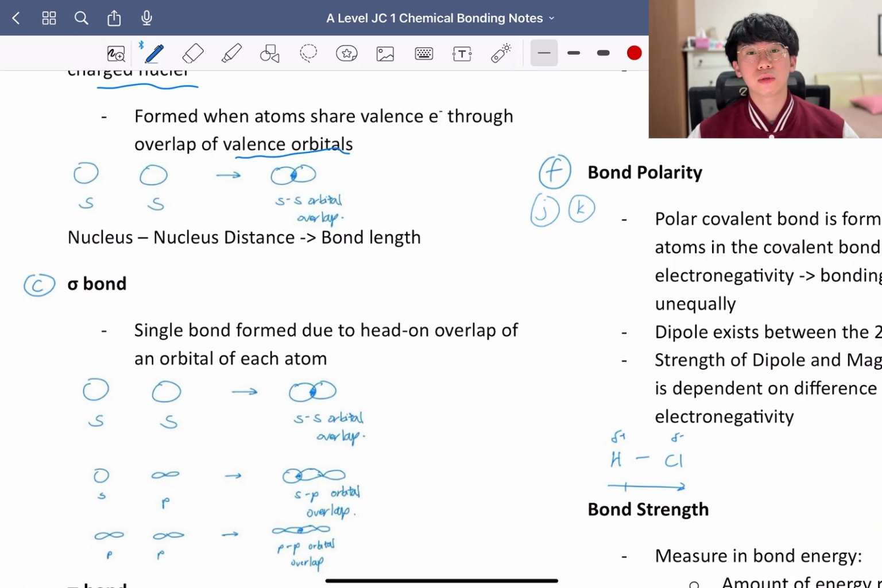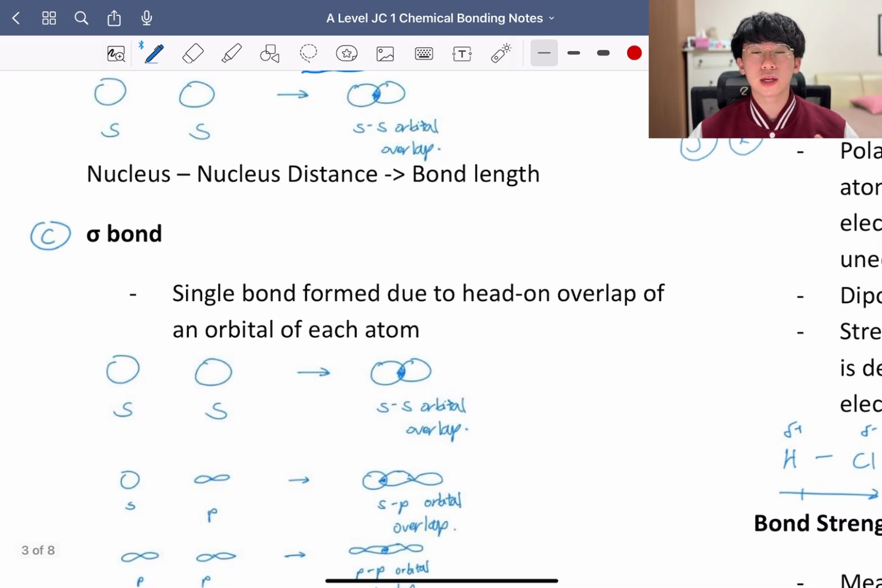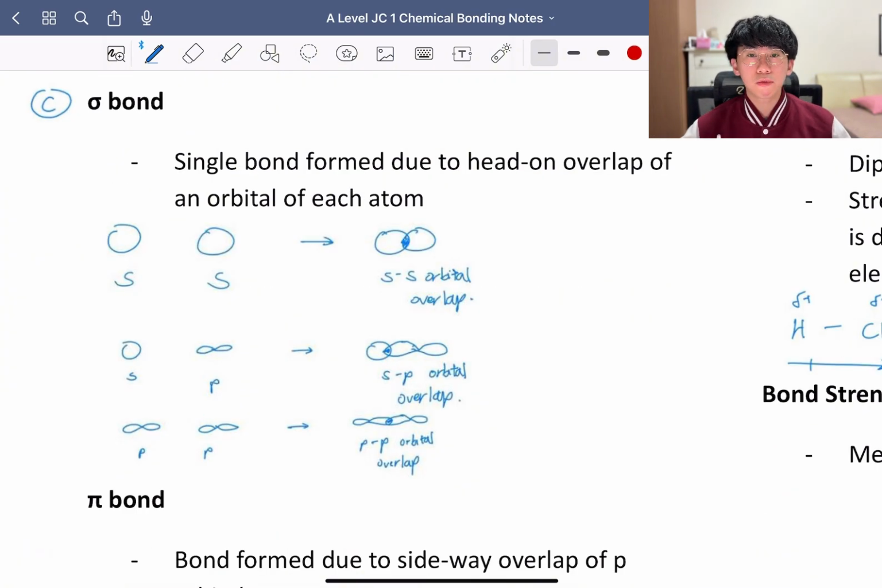And here we can see an example. So remember how we learned about atomic orbitals back in the atomic structure chapter. When you overlap two orbitals together, so let's say we have an atom of Al and an atom of chlorine, and when we try to overlap the orbitals together, that's how the bonds, specifically the covalent bond, is formed. So here you can see a typical example of an s-s orbital overlap. And just take note that the nucleus to nucleus distance between the two atoms is what we generally define as the bond length.